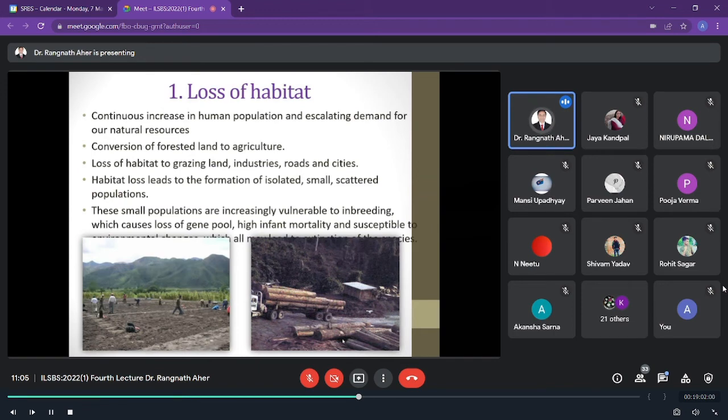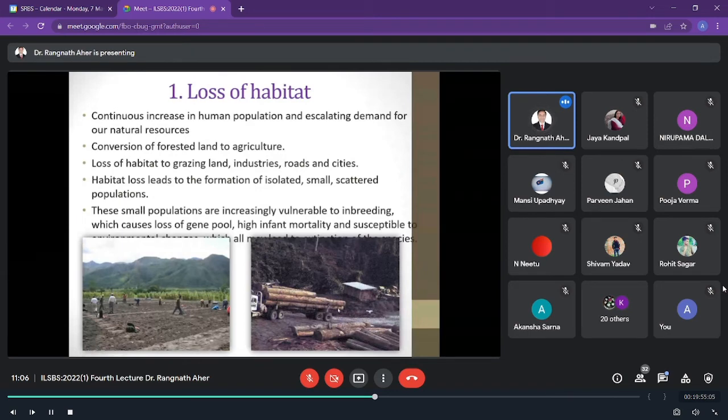First is the loss of habitat. Due to the continuous increase in human population and escalating demand for natural resources, forested land is converted into agricultural land, and habitat is lost to grazing land, industries, roads, and cities. Habitat loss leads to the formation of isolated, small scattered populations. These small populations are increasingly vulnerable to inbreeding, which causes loss of gene pool, high infant mortality, and susceptibility to various threats. You can see in the picture people transforming the forest area into agricultural land.